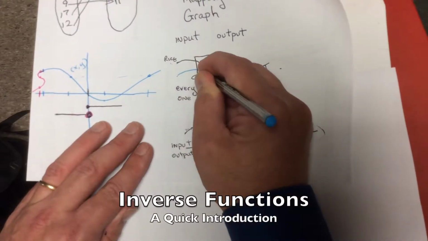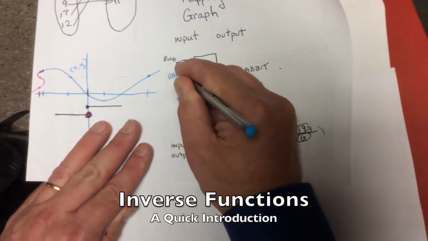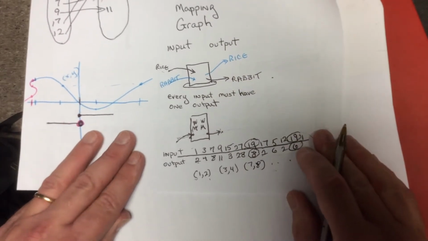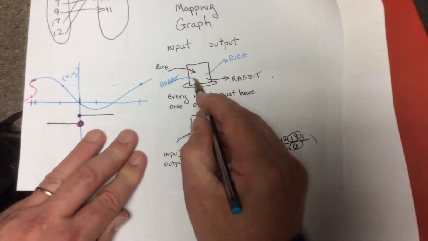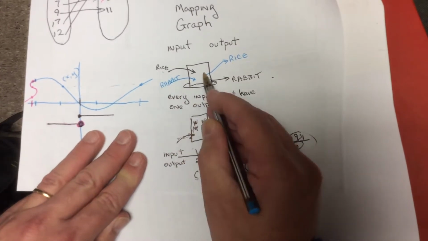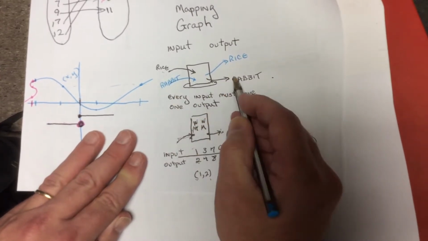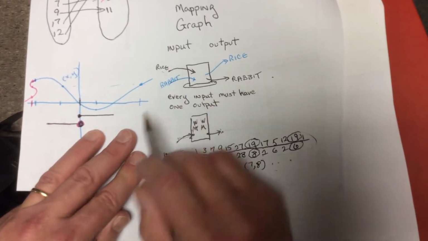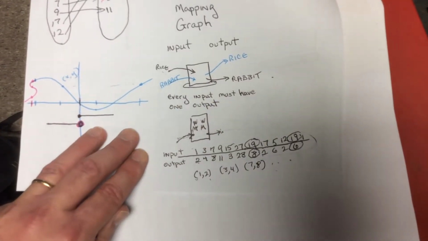Let's go back for a minute to the magic hat. What happens if I put a rabbit into the magic hat and I pull out a bag of rice? This would make an inverse function for this. Why? Because it undoes this function. The light blue function undoes the dark blue function.